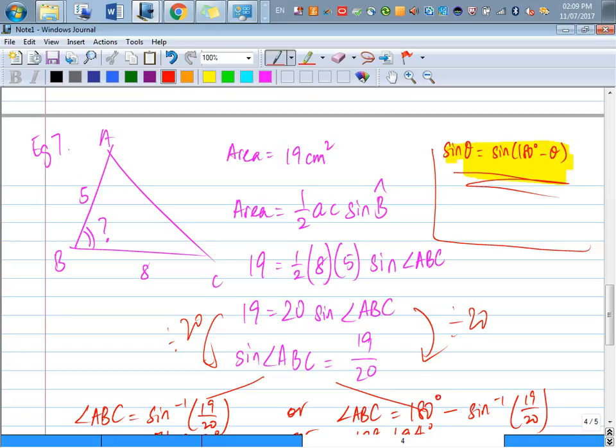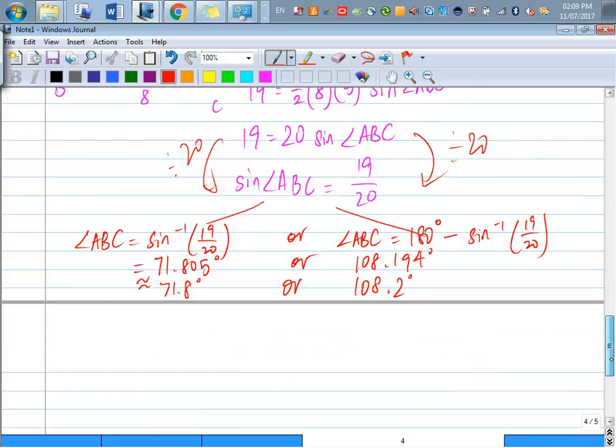These two triangles, they look different. They are not similar. They are not congruent. But they have the same area. And they have two of the same sides. Okay? Anybody confused? No? Okay, try it 7. Your turn to do it.